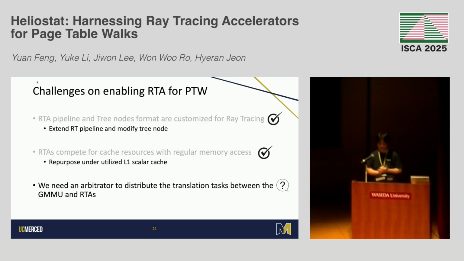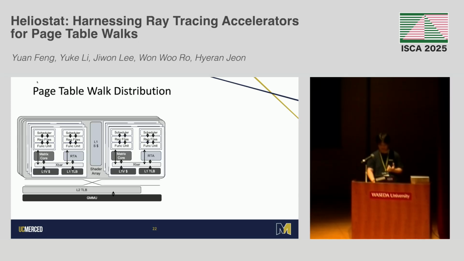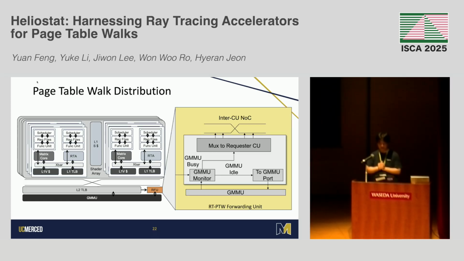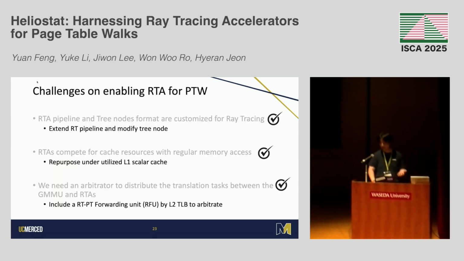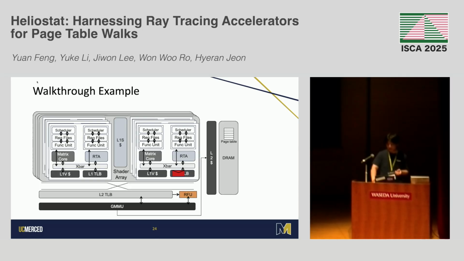Finally, to dynamically decide which unit should serve the translation request, we introduce the RT page table walk forwarding unit, RFU, which is located by the side of the shared L2 TLB. The structure of the RFU is very simple, and it periodically checks the availability of page table walkers, and only when it detects that the GMMU is busy, it will redirect the page table translation request from the L2 TLB to the original initiator CU. We have now solved all three challenges. Now we've discussed the architecture changes of Heliostat. Let me walk through an example here.